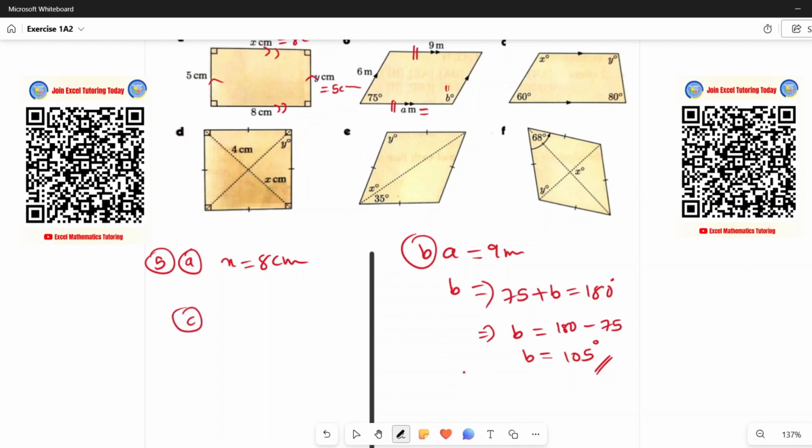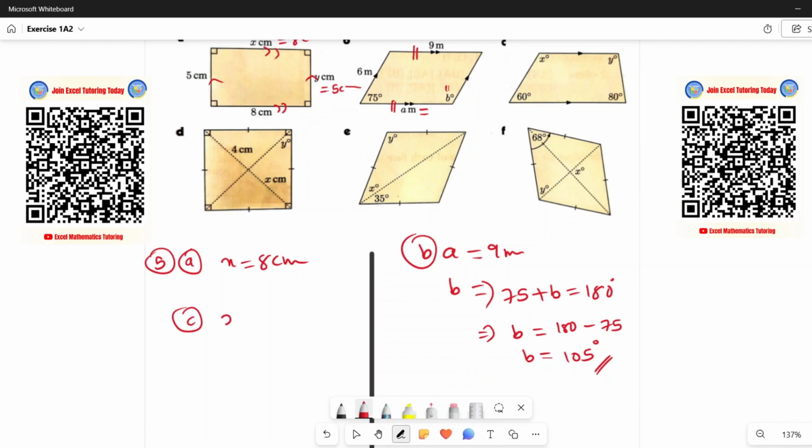Now moving on to C. Here they are asking the value of x and y. So what is this again? Again, this is a parallelogram. Opposite. What is this figure? This figure is not a parallelogram. What is this figure? This figure is a trapezium. That is, two sides are parallel. Only two sides are parallel here.